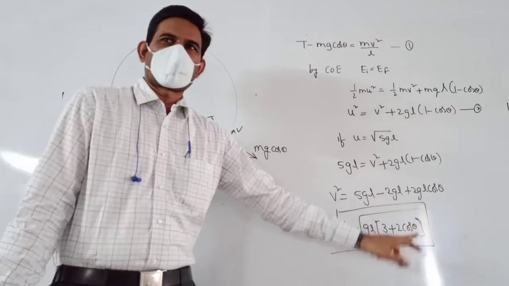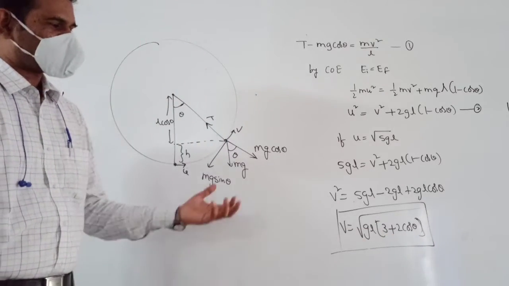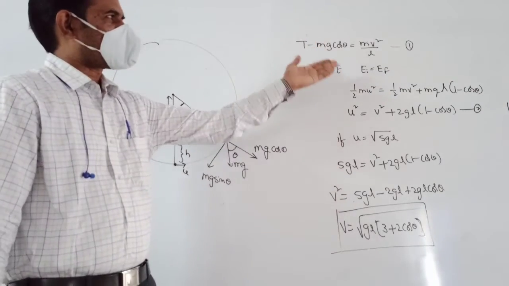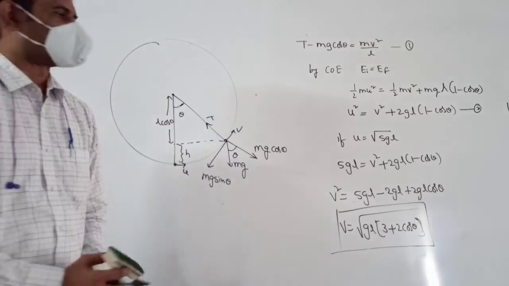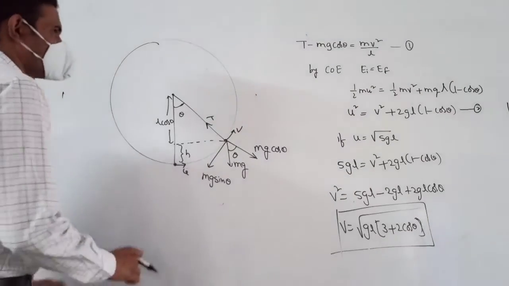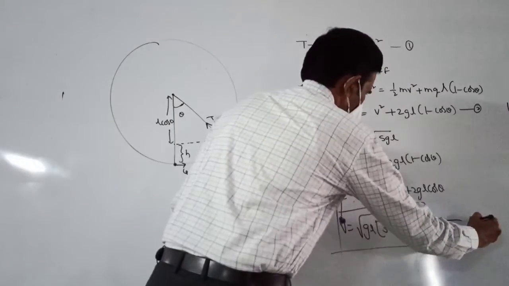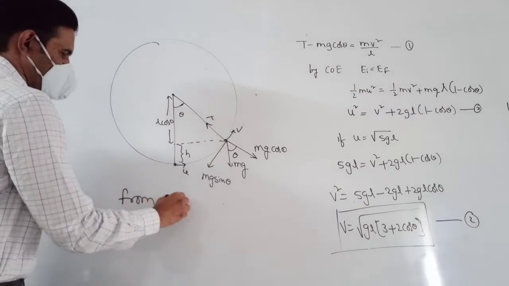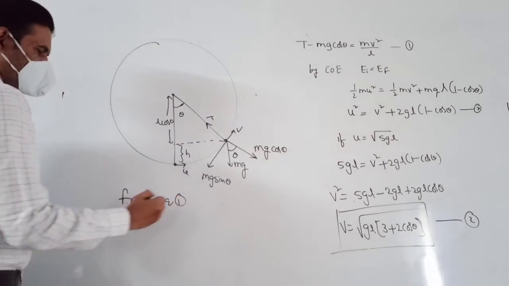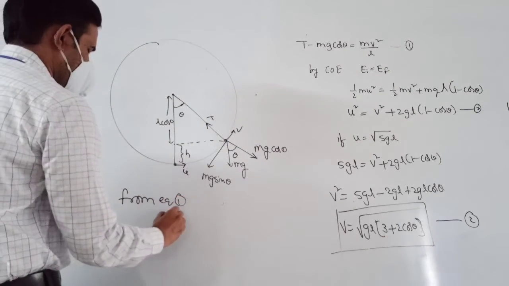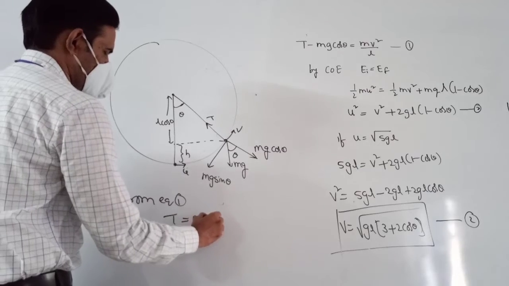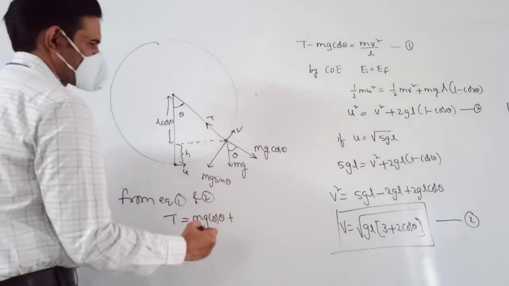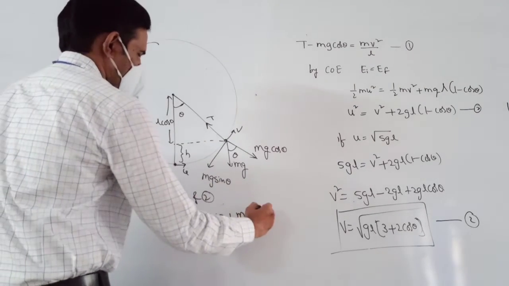And by substituting this value in this equation, you can write the general expression for the tension at any position also. So just do the calculation there. This is suppose equation 2 now. From equation 1, T is equal to mg cos theta plus mv square by L. I am substituting that value, so mg of 3 plus 2 cos theta you will get, by substituting that v square in equation 1.